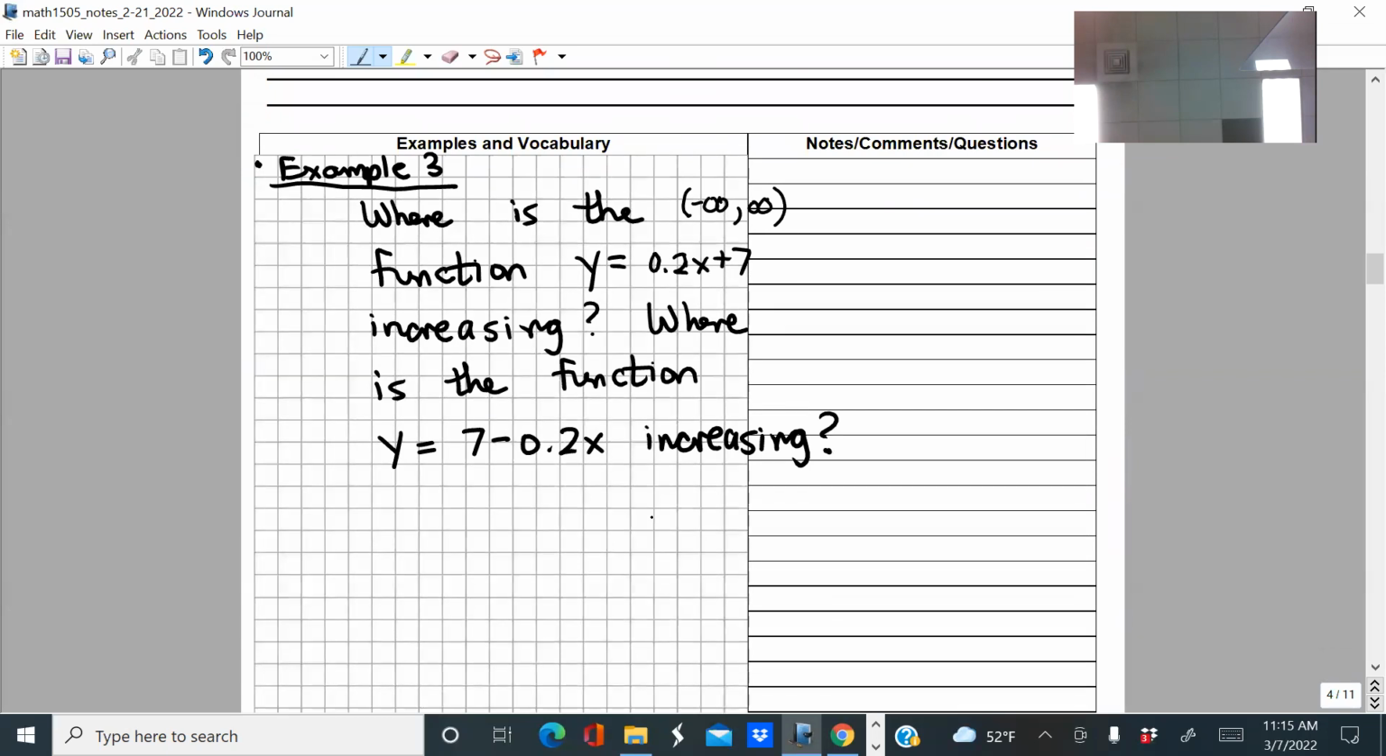Let me ask you this question, though, where you don't have a graph. This function's domain is all real numbers. Where is this function increasing? There's the function y equals 0.2x plus 7. And then same question: where is the function 7 minus 0.2x increasing? But I'm not going to give you the graph. We're just going to work from the formula.